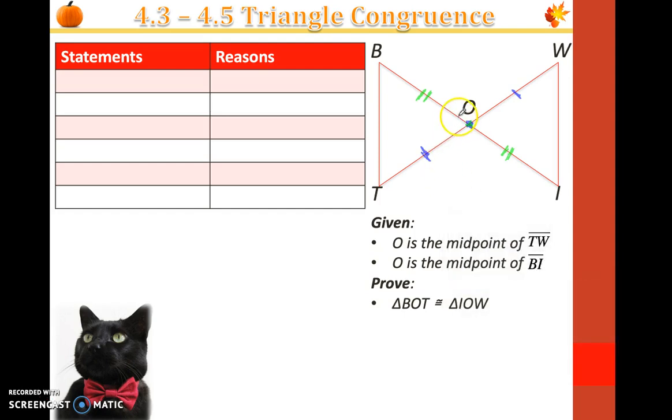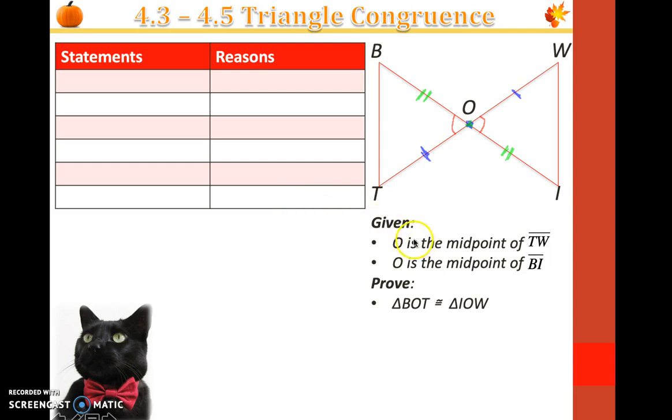But what I do see is that I have a pair of vertical angles, angle BOT and angle IOW. So I can acknowledge that in the diagram, and really, if I'm paying attention, if I'm labeling my stuff well, I'm done with the problem, because that was my third pair of corresponding congruent pieces here. And I can now hit the two-column table to organize these thoughts a little more articulately.